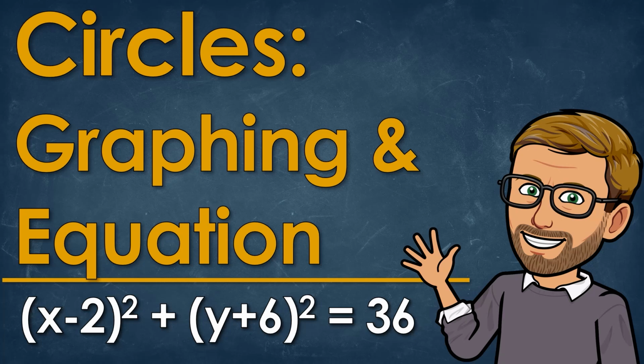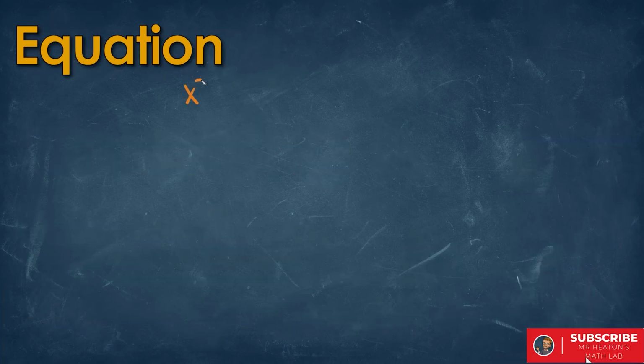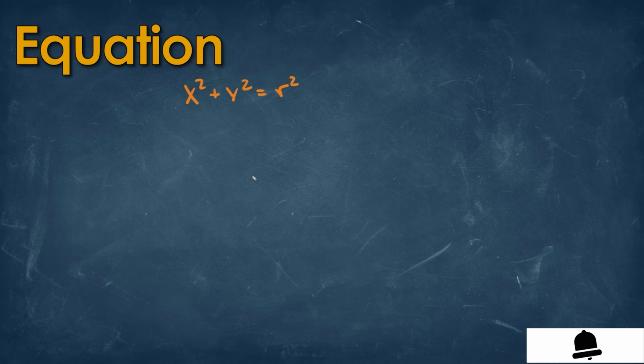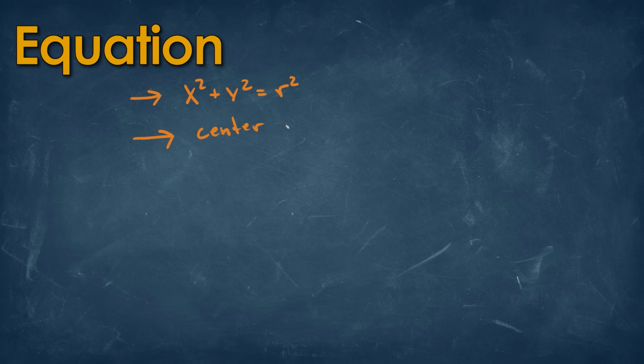In this video, we're going to learn the standard equation of a circle and how to graph that, as well as figuring out different ways to solve problems using circles. The basic equation of a circle is x squared plus y squared is equal to r squared, or radius squared. Now we use this equation when the center of the circle is going to be at the origin, or at the point 0, 0 on a graph.